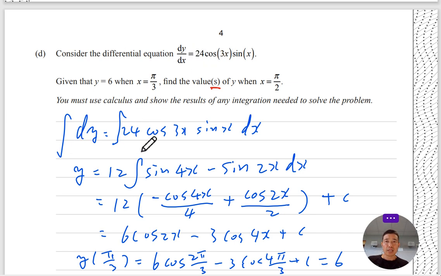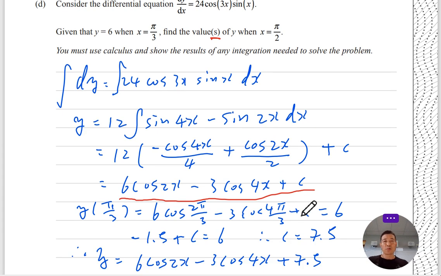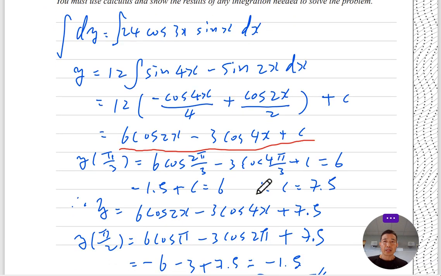So dy equals 24 cosine 3x sine x dx, and then you put the integral sign on both sides, which leaves y equals that and that and that. If you don't really follow that, I suggest you pause and meditate on what I wrote there. And then you plug pi over 3 into this equation to find the c.